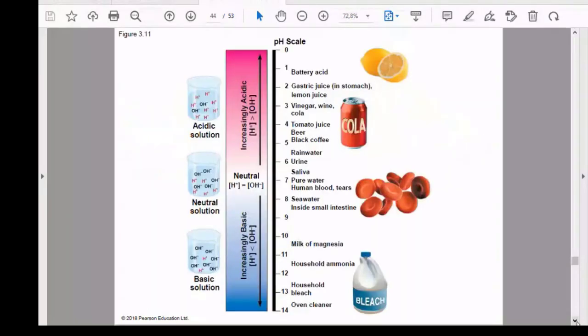So that's how you need to be balancing your pH value. And we just talk about that.